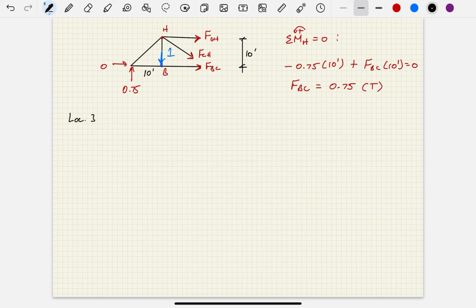Next, I'm going to say location 3, okay? Location 3, X is going to equal 20 feet. So that means that that unit load on this next location is going to be right in the middle of that truss span, okay? So if I draw this truss, it looks something like this. Again, this is not to scale.